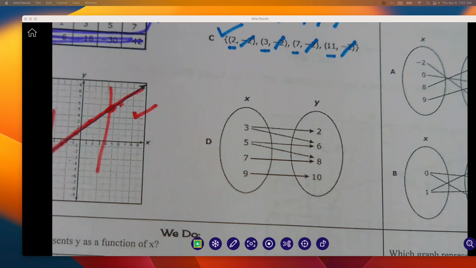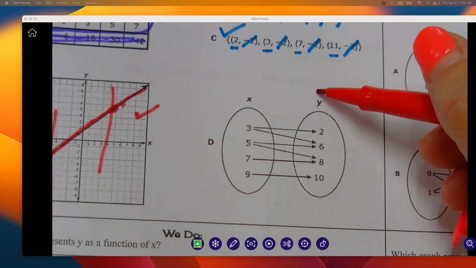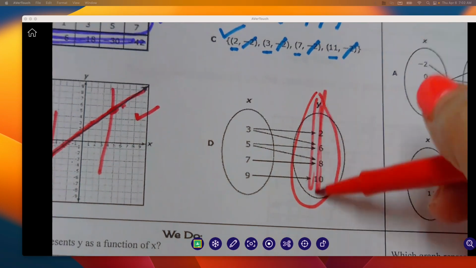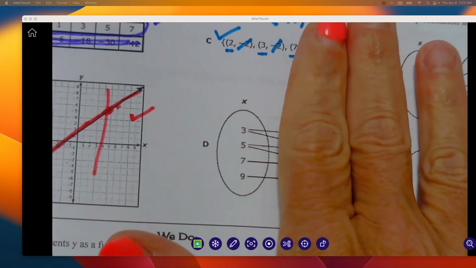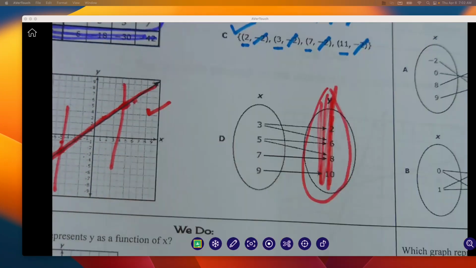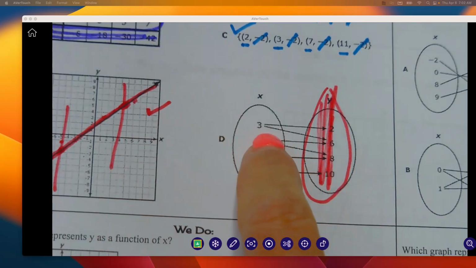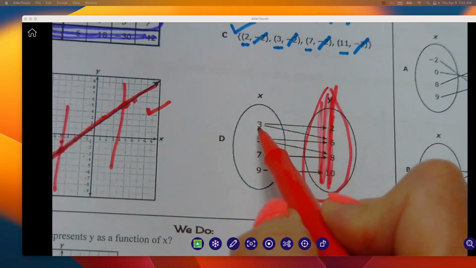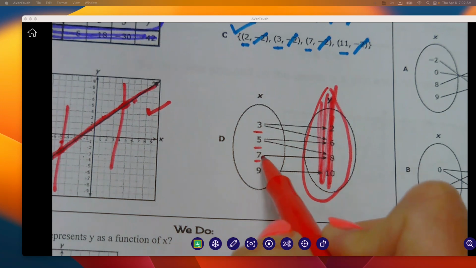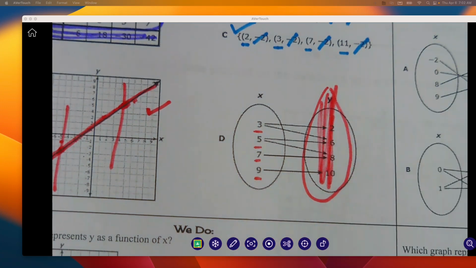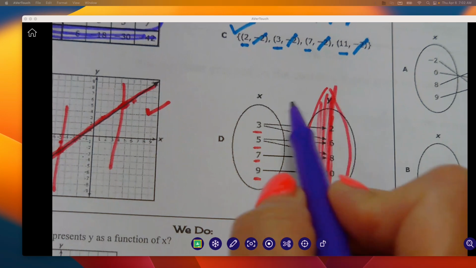Okay, so this one is a mapping. 2 things you look at. First thing, again, doesn't matter what this is. I'm going to cross it out. Doesn't matter what that y value is. Okay, first thing we're going to look at is, do any of these x values repeat? We have 3, 5, 7, and 9. Okay, none of those repeat. The next thing we have to look at is how many arrows leave from each one of those x values.